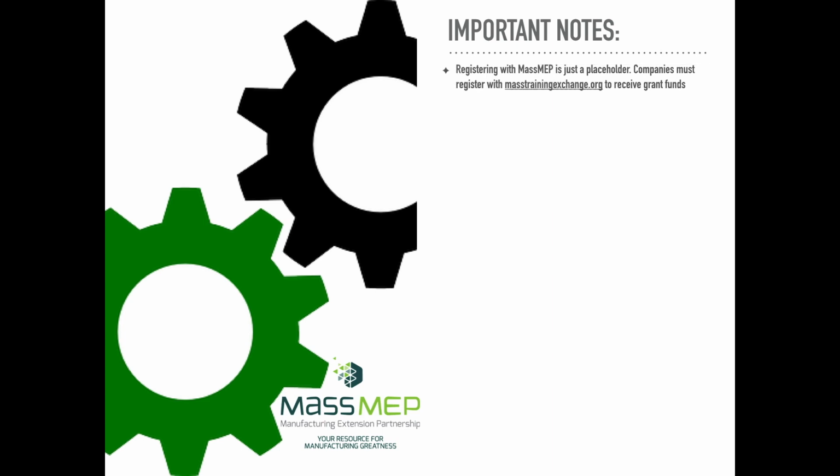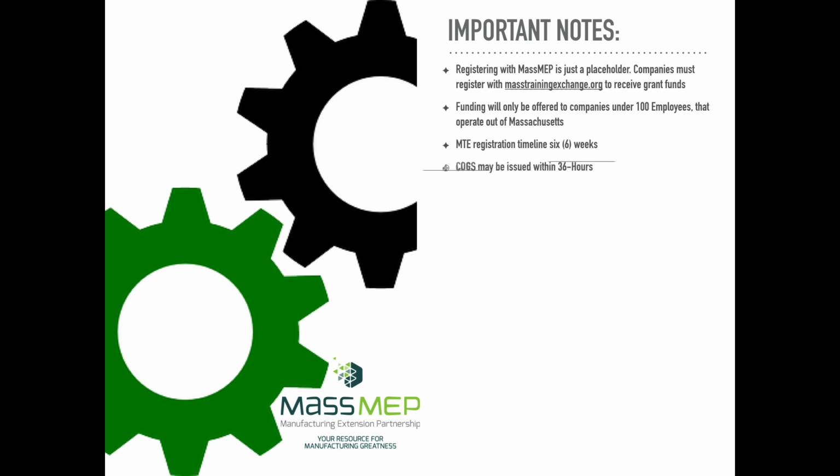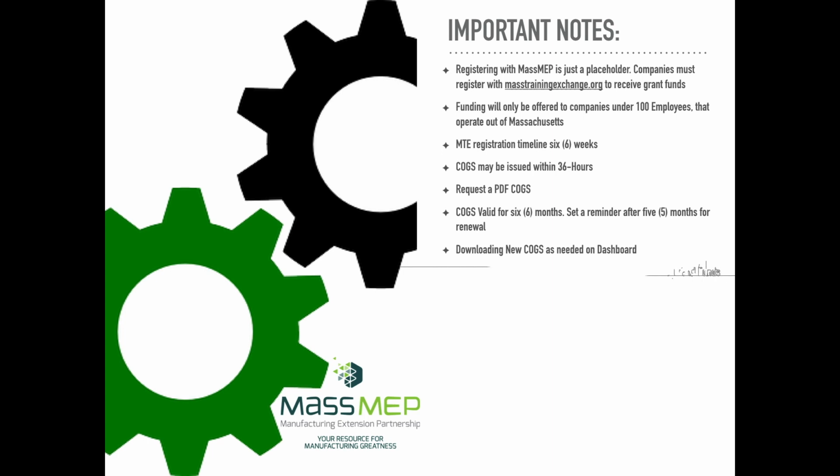Registering with Mass MEP is just a placeholder. You still need to register with masstrainingexchange.org. Funding will be offered to companies under 100 employees that operate in the state of Massachusetts. MTE registration timeline, 6 weeks. COGS may be issued within 36 hours as long as you request a PDF form. COGS are valid for 6 months. Please be sure to download a new COGS as needed on your dashboard.